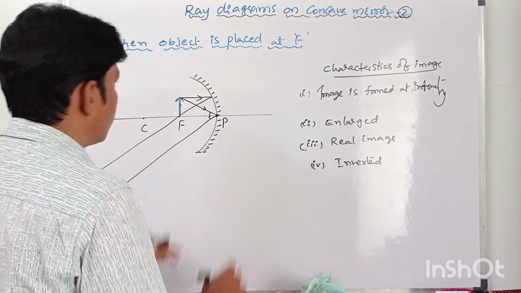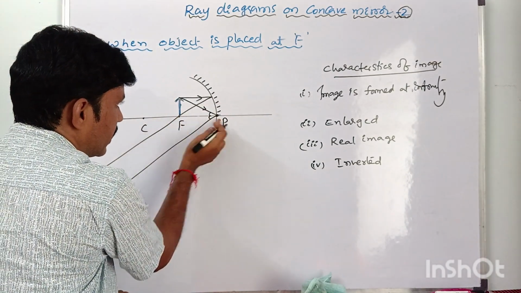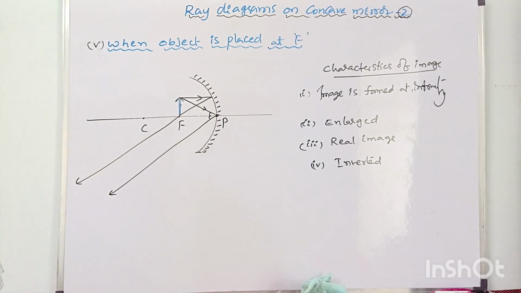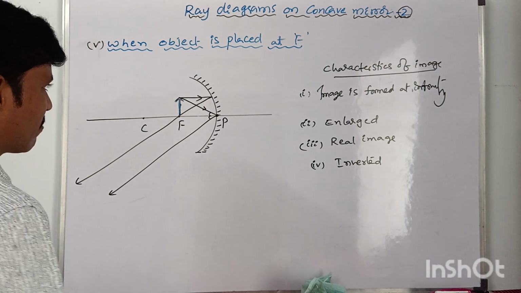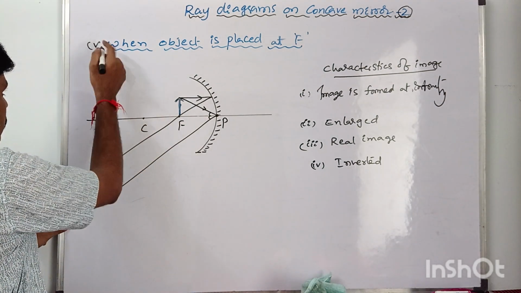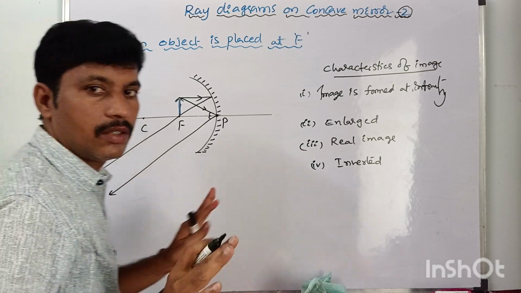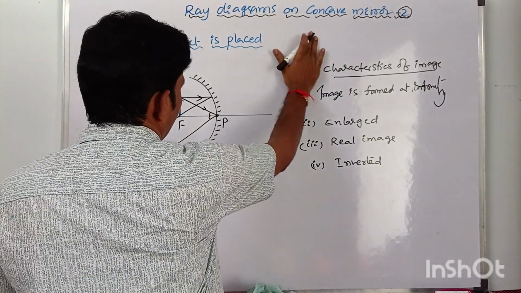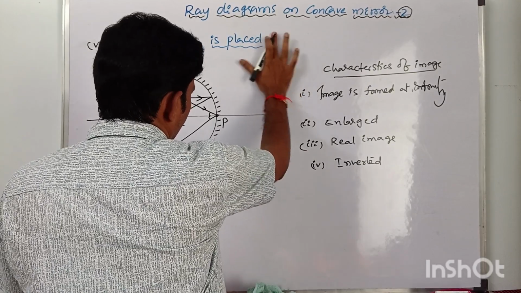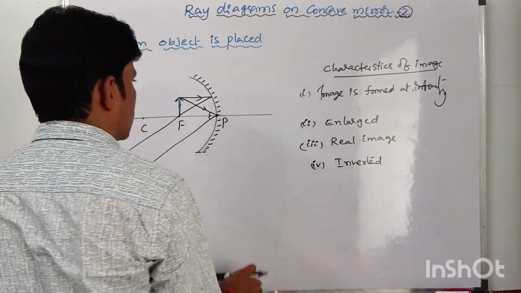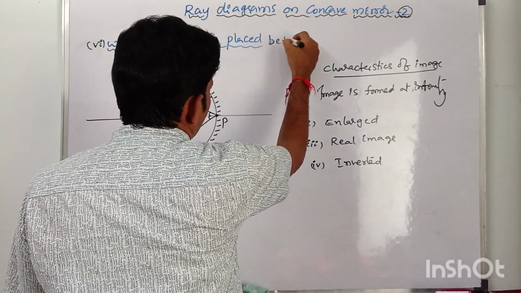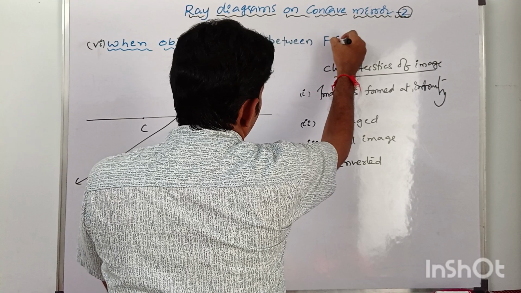When the object is placed between the focus point and the pole. Okay, done. Next, case 6. You can pause it and write: the object is placed between the focus point and the pole.